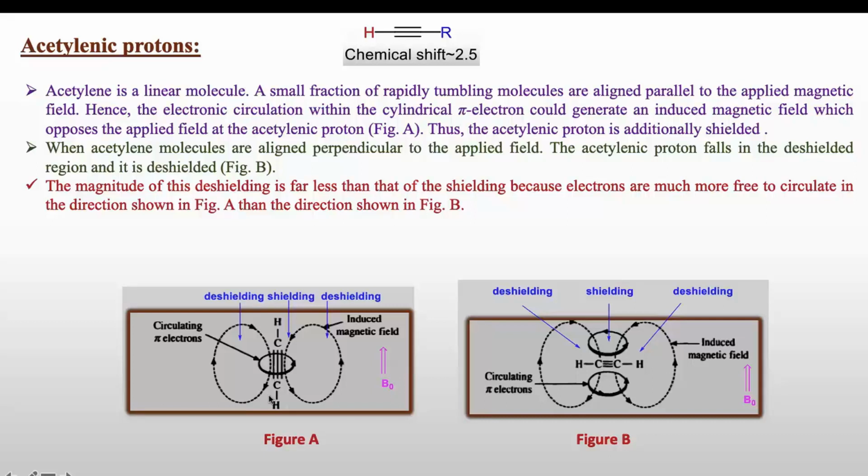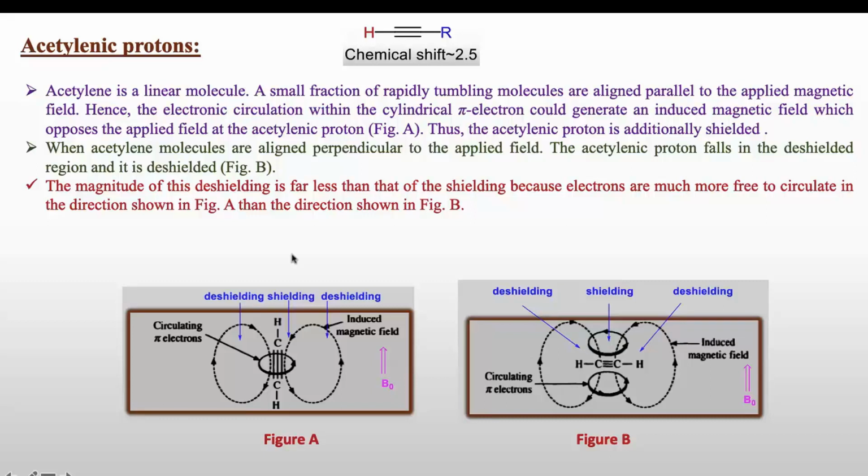But in this form, the magnetic field induced by the pi electrons will be in the same direction as the applied field in this region. In acetylene, this proton falls in a region where there is no effect of the induced magnetic field by the pi electrons, so this proton will not be deshielded. But if acetylene is in this orientation, this proton now falls in the region where the magnetic field induced by the pi electrons is in the same direction as the applied field, so they will add to the chemical shift value.